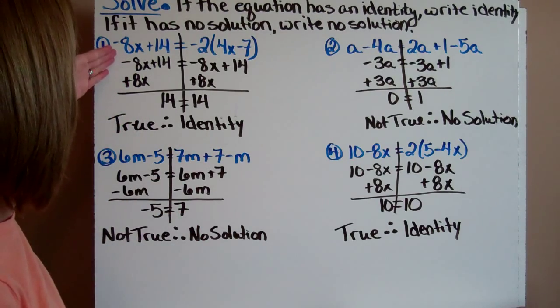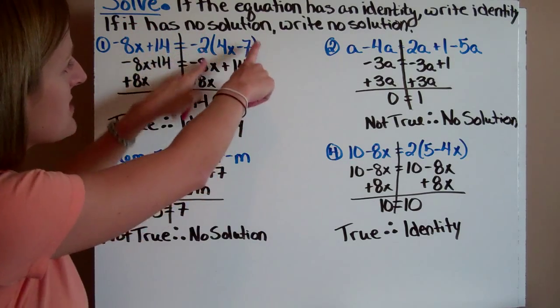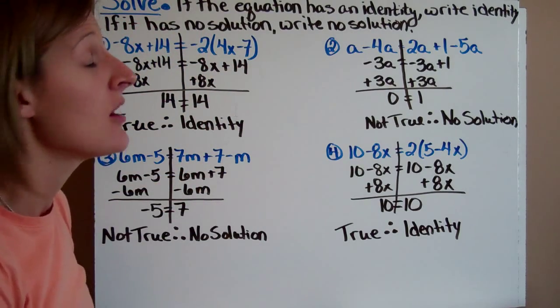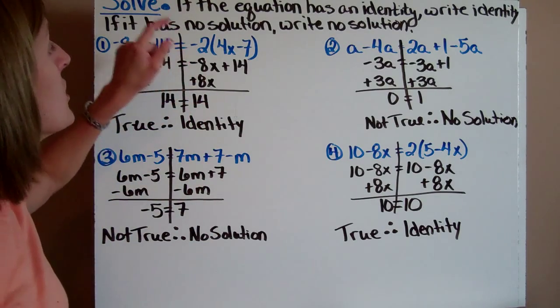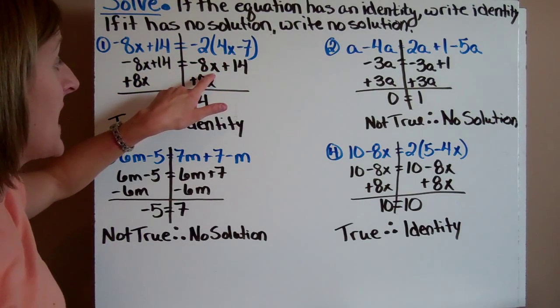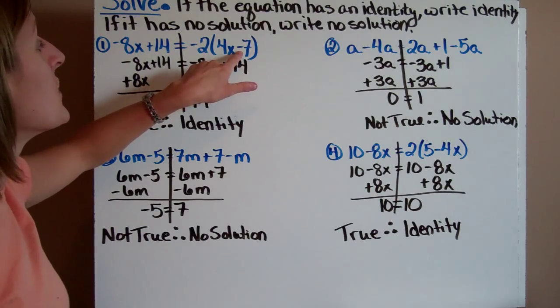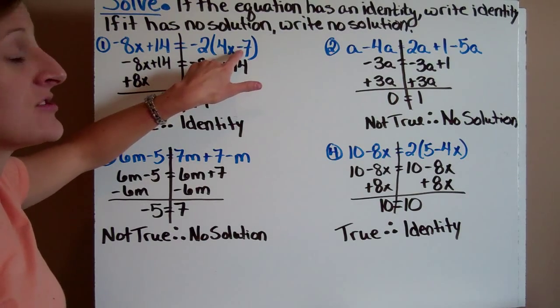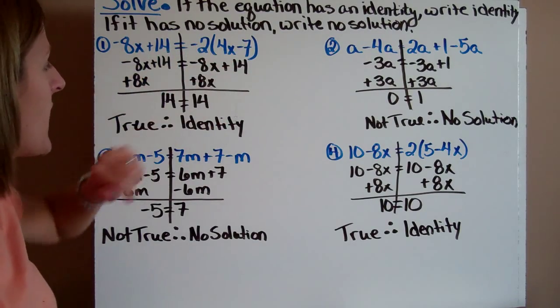Alright, this first one: negative 8x plus 14 equals negative 2 times the quantity 4x minus 7. Okay, my first step is to distribute. So I need to do negative 2 times my 4x, that gives me negative 8x. And negative 2 times the 7, which is a negative 14, but notice there's a subtract here, so it's really just a plus 14 since it's two negatives.